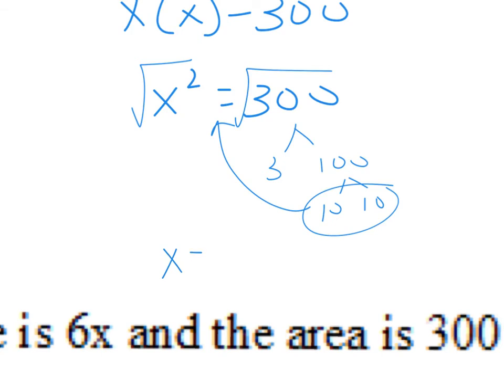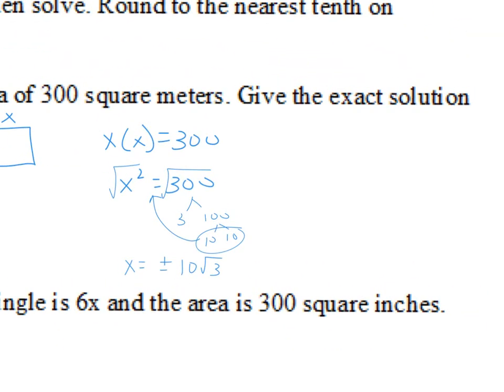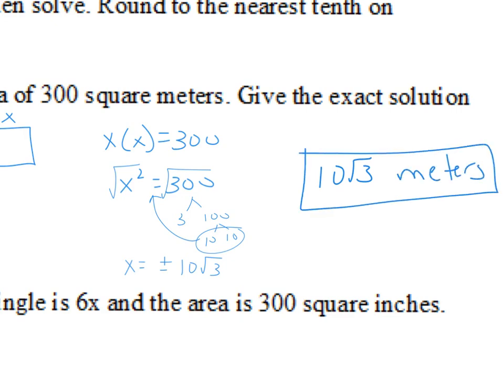So I end up with x equals plus or minus, oh, nope, I got that backwards, don't I? How about 10 root 3? Now, again, keep in mind, don't need plus or minus on this because you can't have a negative length. So in this case, my side length is going to be 10 root 3, and that's in meters. Again, it just asks for exact, so that's my exact solution.